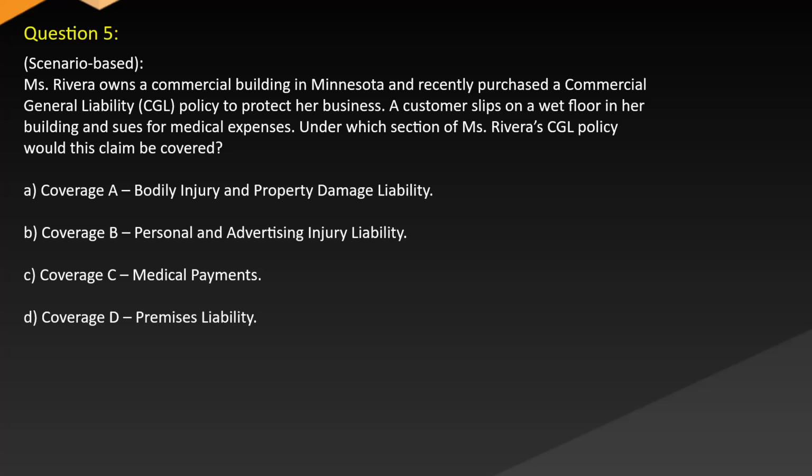Question 5. Scenario-based. Ms. Rivera owns a commercial building in Minnesota and recently purchased a commercial general liability (CGL) policy to protect her business. A customer slips on a wet floor in her building and sues for medical expenses. Under which section of Ms. Rivera's CGL policy would this claim be covered? A. Coverage A. Bodily injury and property damage liability. B. Coverage B. Personal and advertising injury liability. C. Coverage C. Medical payments. D. Coverage D. Premises liability.